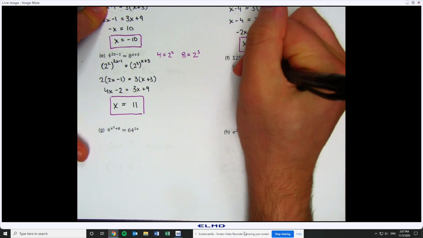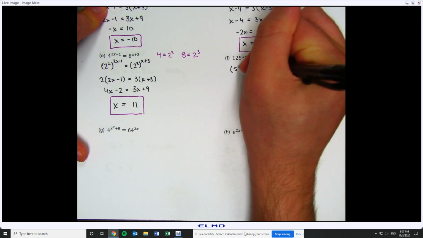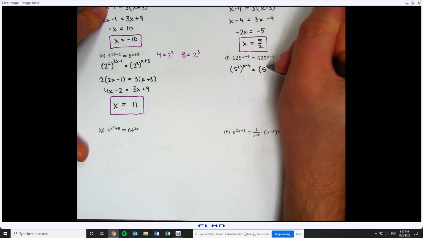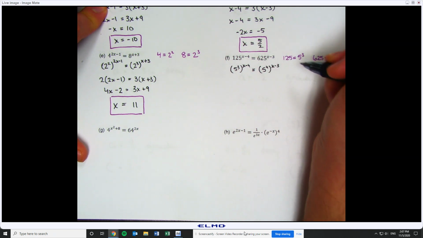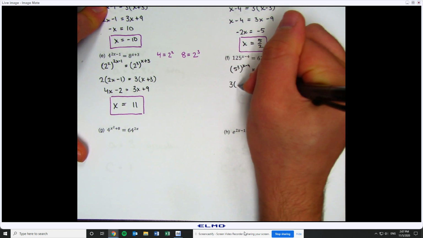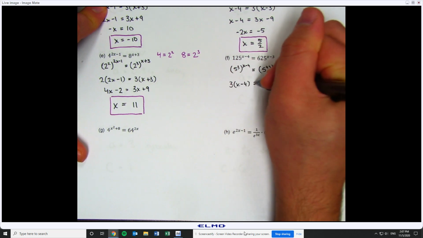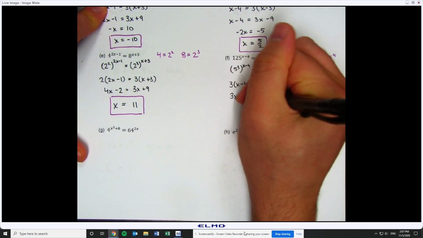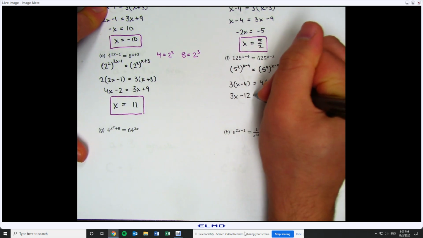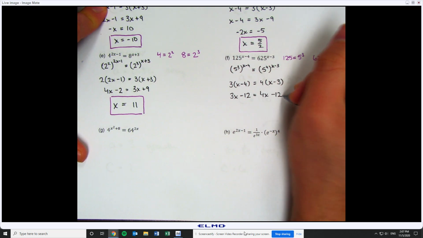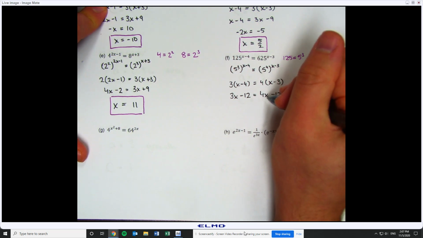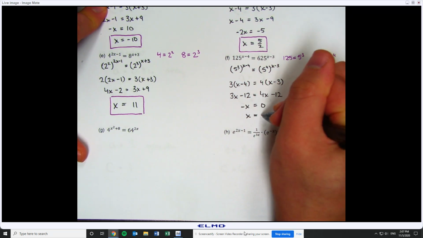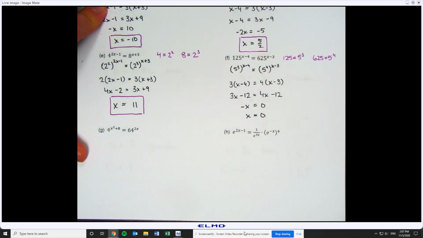So doing this next one, I have 5 to the third to the x minus 4, and 5 to the fourth to the x minus 3. Now I have 3 times x minus 4 equals 4 times x minus 3. Distributing, 3x minus 12 equals 4x minus 12. Coming over here, that's going to give me negative x equals 0. Divide by the negative, sorry. And I get x equals 0.